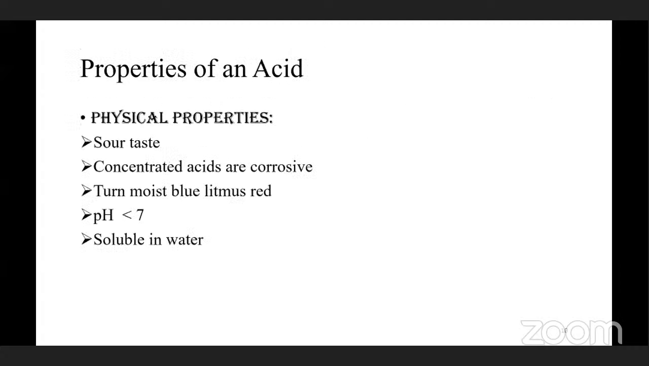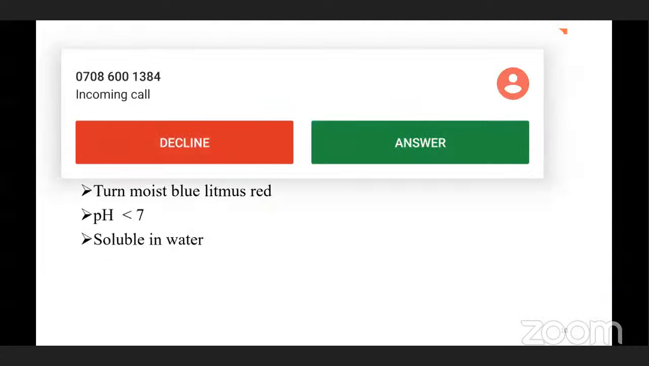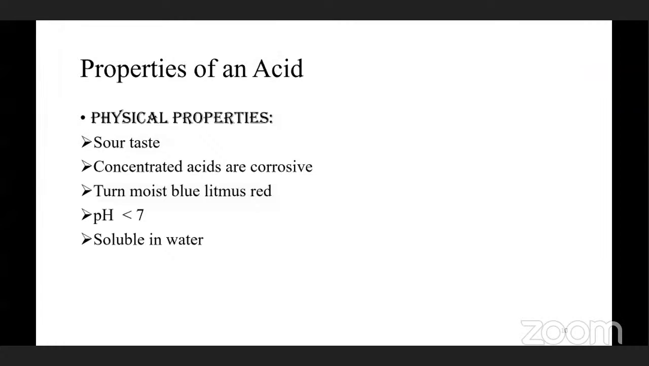So the physical properties of an acid include sour taste. An acid may have a sour taste. But some acids are very, very poisonous, so it will not be so easy to be tasting them.